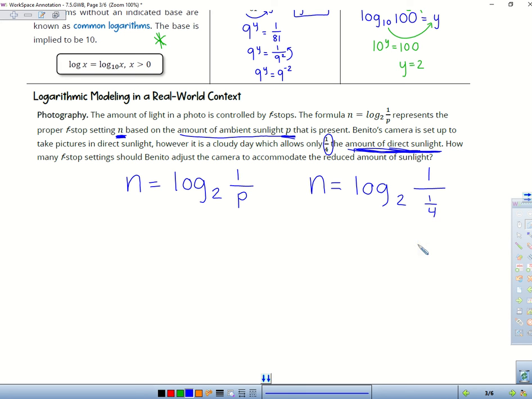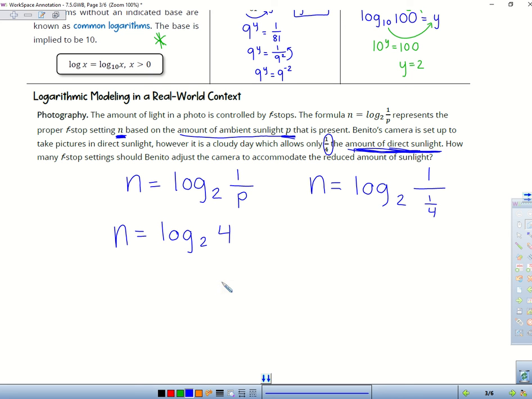Now, here's where people get tripped up for some reason. What is 1 divided by 1/4? If you don't know, you can do it in the calculator. What's the reciprocal of 1/4? It would be 1 divided by 0.25, which would be 4. So that's what I get.